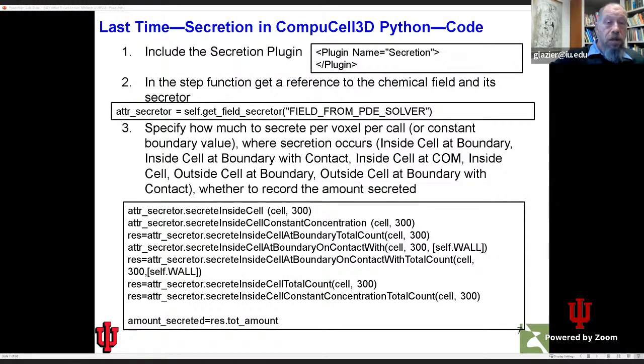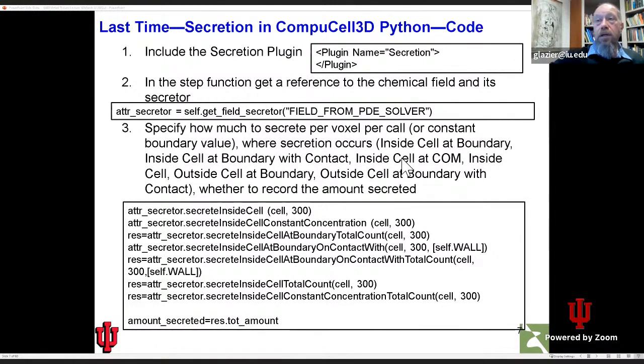And so we can look at the code for this. We need the secretion plugin named Secretion. It can be empty, but you can also put things in it. As I mentioned, they work together with each other rather than replacing each other. Attractor secretor, this is a handle, an arbitrary handle. Self.get_field_secretor, a very important function in CompuCell. Then the name of the field, whatever we defined in the PDE solver.